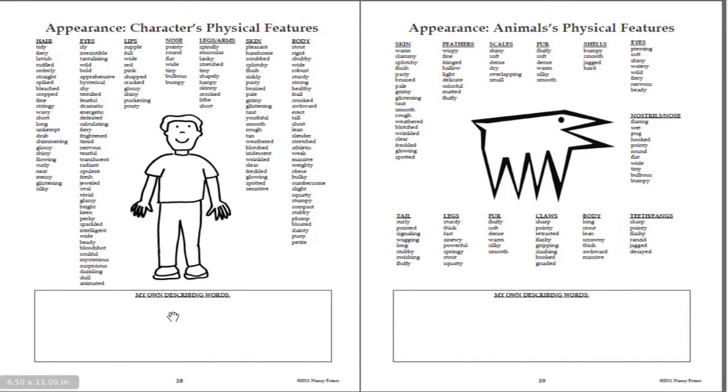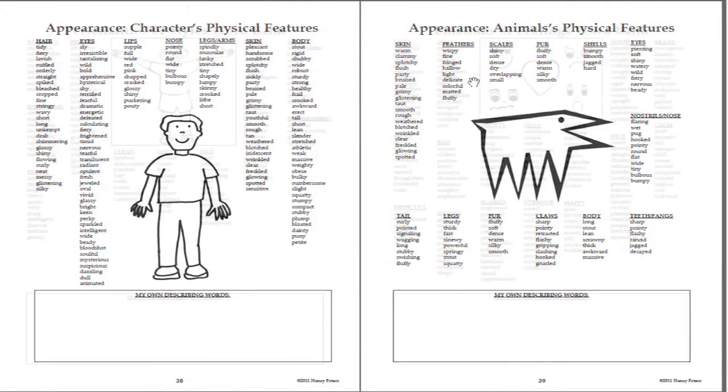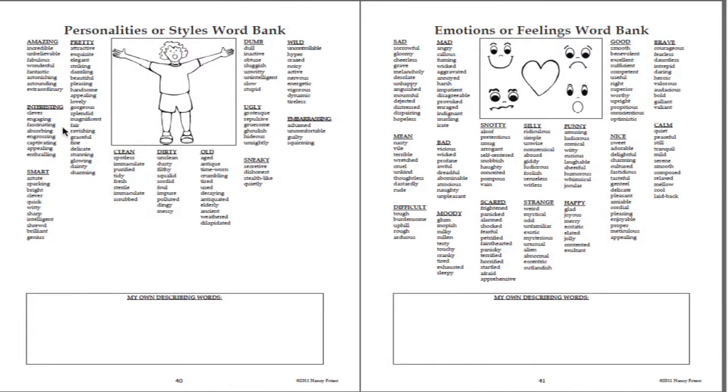On page 38 is a picture of a person so that you can pull adjectives for the parts of a person to describe their appearance. On page 39 is an animal, so that you can pull adjectives to describe the appearance of an animal. Page 40 has personality words, different words you can use to describe the personality of a character. On page 41, you could have emotion words, more sophisticated words to describe the emotion, how the character is feeling.